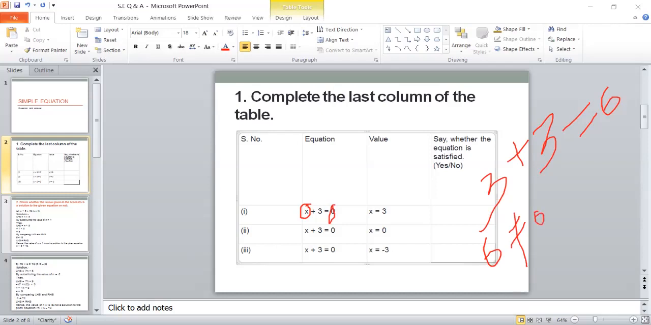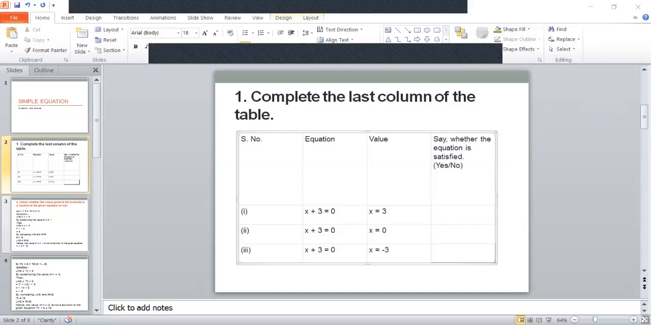That means this equation is not satisfied for this value. So what will be the answer? The answer will be no. Understand? This is the first question.